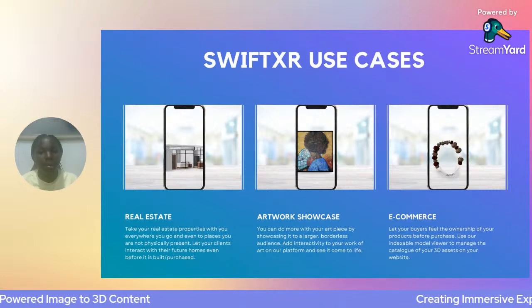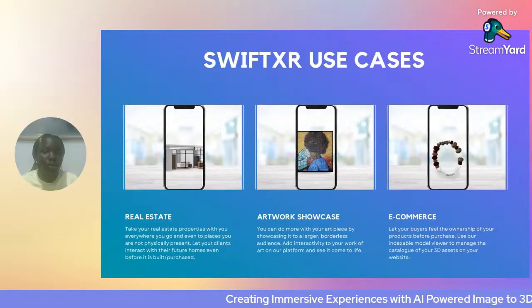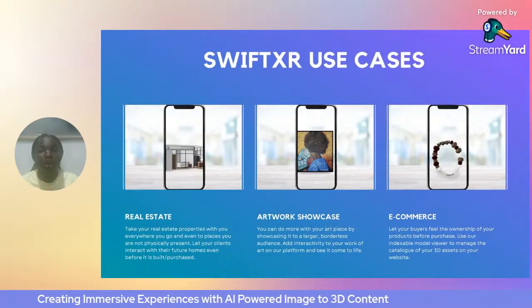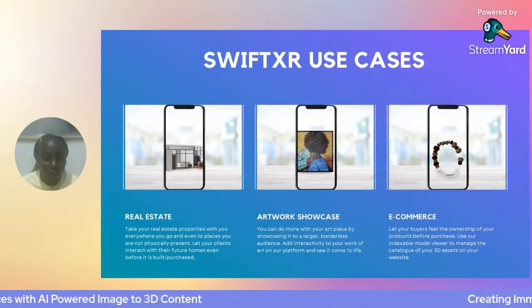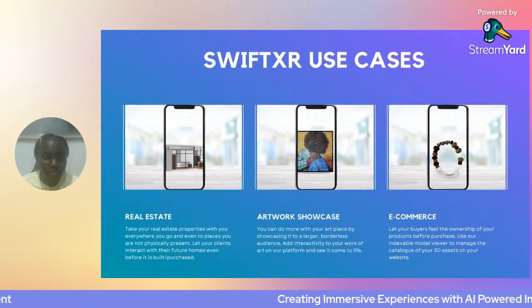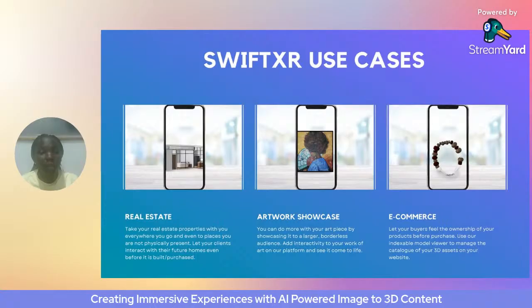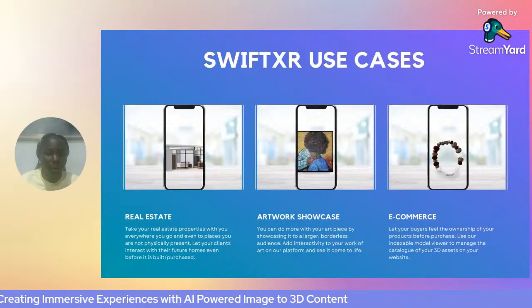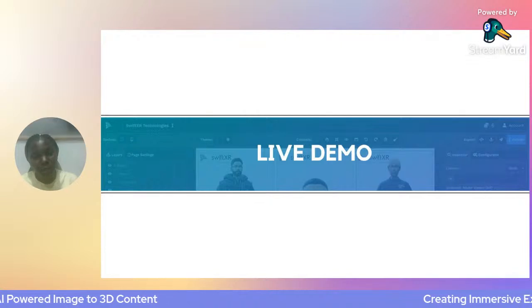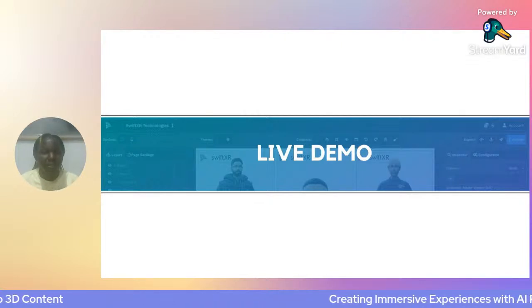Okay, so we have real estate, then we have artwork showcase. Like I mentioned earlier on, you can create a virtual exhibition of your artwork where you convert your artwork into a 3D model that can be shared in augmented reality. Then e-commerce, which is, like we said, the most used, where your products are converted to 3D and shared easily on the web.